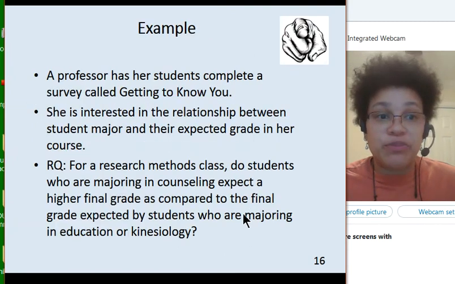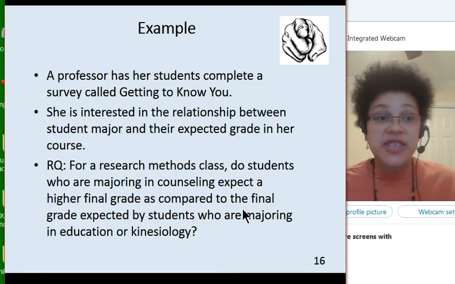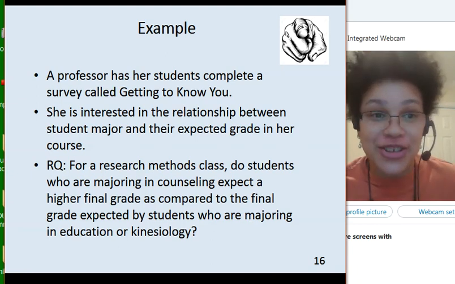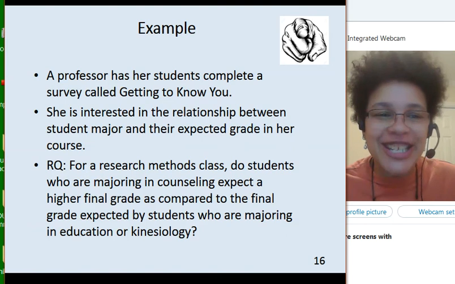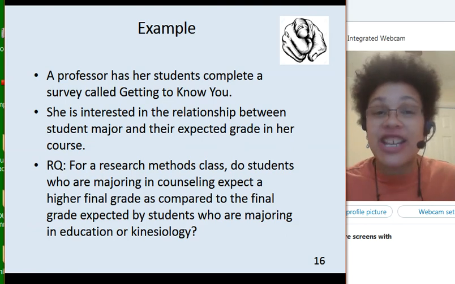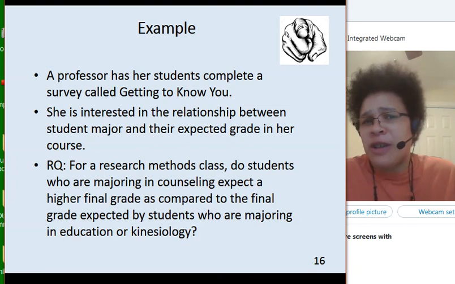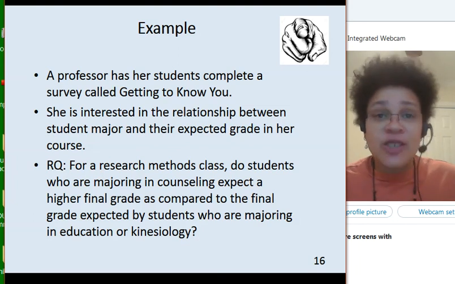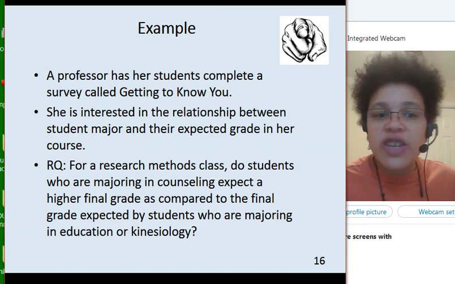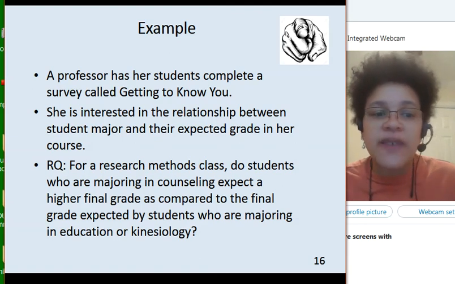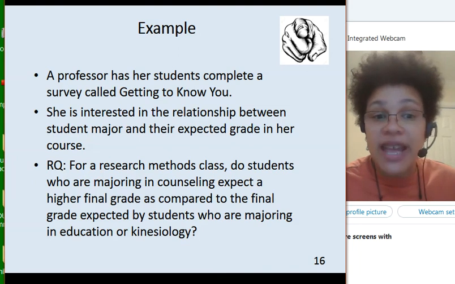For example, let's say one of your professors has her students complete a survey called Getting to Know You. Let's say she's interested in the relationship between student major and their expected grade in her course. Maybe she's teaching a research methods course. And so maybe the research question is, for a research methods class, do students who are majoring in counseling expect a higher final grade as compared to the final grade expected by students who are majoring in education or kinesiology?